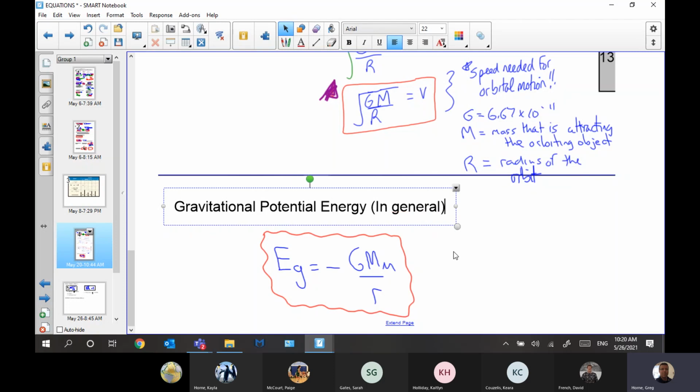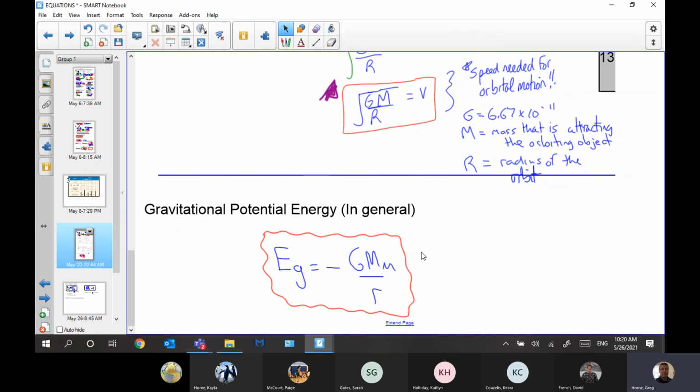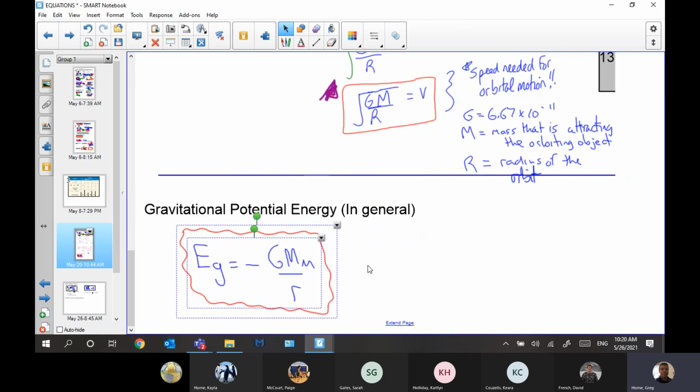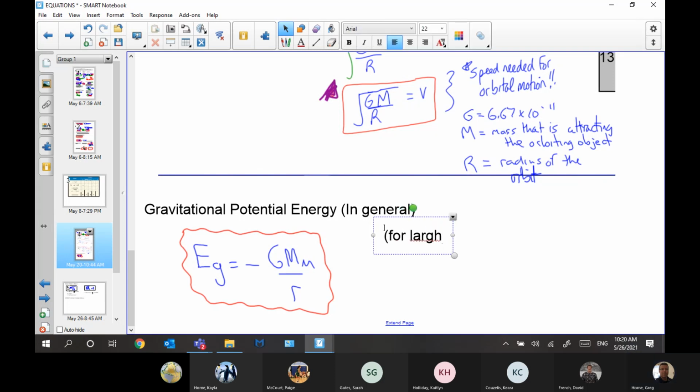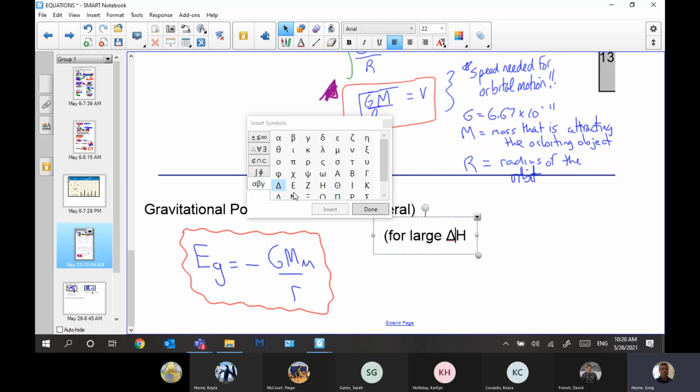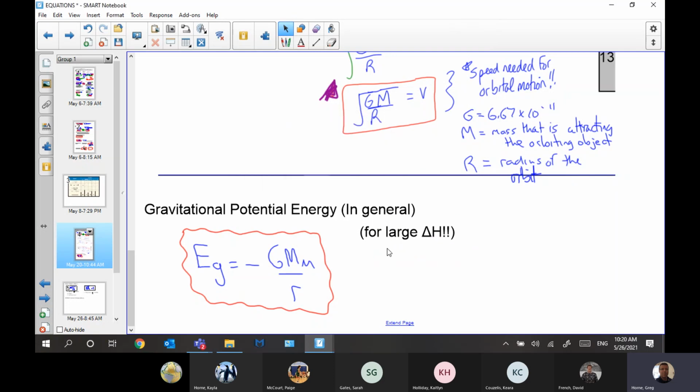So instead of the mg delta h, if you have large delta h values, you have to consider actual distances that you go, right? This is for large delta h. Do I need to define the variables there? We know what g and m are. I think it's fine, right? And so, yeah, that's gravitational potential energy in general.